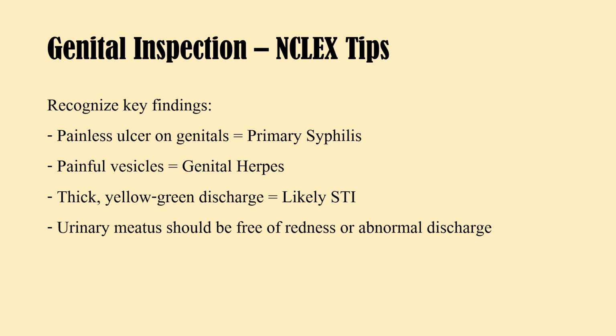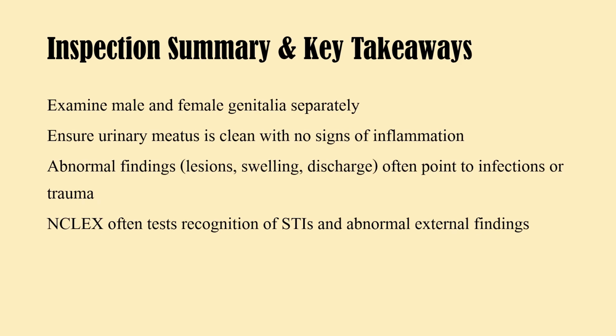Reiterating relevant NCLEX tips here, painless genital ulcers are a hallmark of primary syphilis, painful vesicles often signal herpes, and thick, yellow green discharge raises suspicion for various sexually transmitted infections. Summarizing inspection steps, the nurse should examine male and female genitalia separately, verify that the urinary meatus is free from inflammation and discharge, and remain alert to lesions, swelling, or discharge that can indicate infection or trauma.